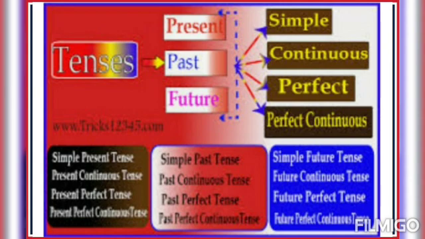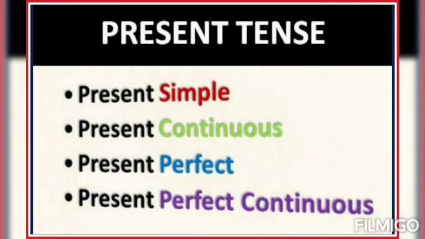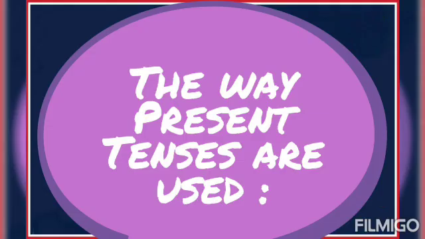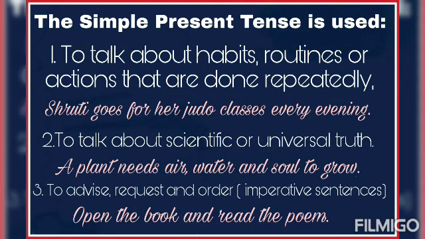In this class, we will take 4 types of present tense. Let's see the way the present tenses are used. The simple present tense is used to talk about habits, routines, or actions that are done repeatedly, to talk about scientific or universal truth, and to advise, request, and order.